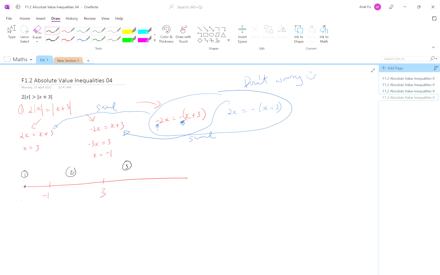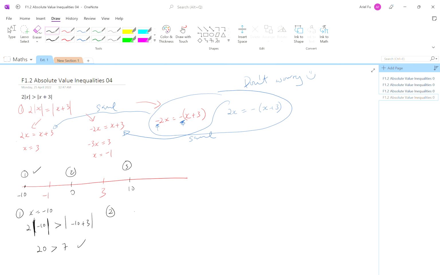For the first region, I'm going to pick x equals negative 10 just because I like 10. This is 0. This is positive 10. Let's do that. To test region number 1, if x equals negative 10, 2 times the absolute value of negative 10 is greater than the absolute value of negative 10 plus 3. The absolute value of negative 10 is positive 10, so the left-hand side is 20. Is 20 greater than the absolute value of negative 7? Is 20 greater than 7? Yep, it is, so I do want that.